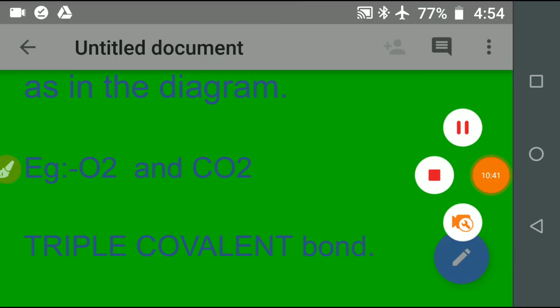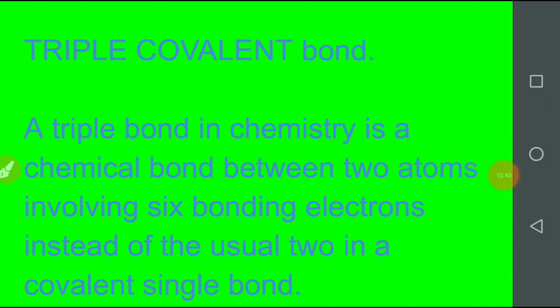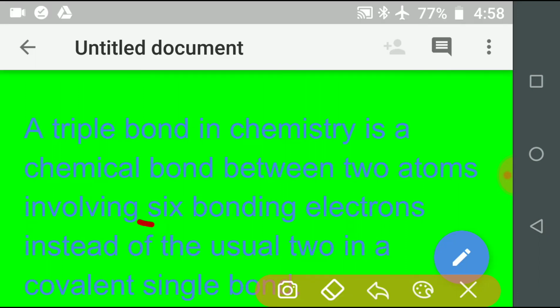Now, let us move to the triple covalent bond. Dear friends, a triple covalent bond in chemistry is a chemical bond between two atoms involving six bonding electrons, or three pairs of electrons instead of the usual two in a single covalent bond. In other words, a covalent bond formed by the mutual sharing of three pairs of electrons is called a triple covalent bond.